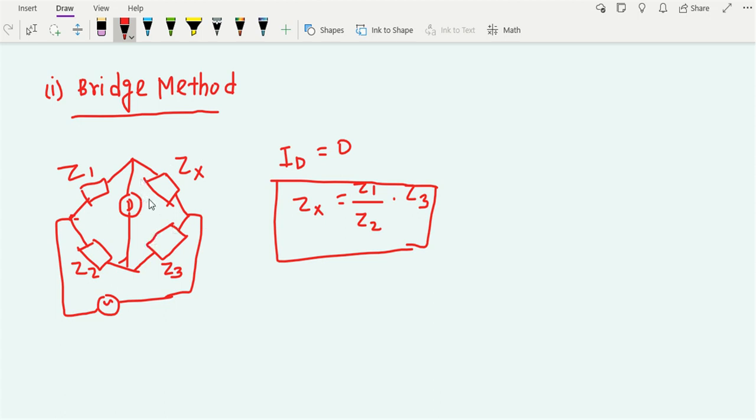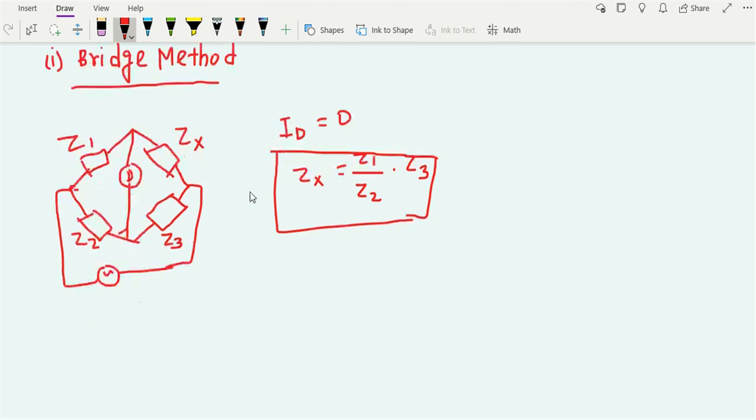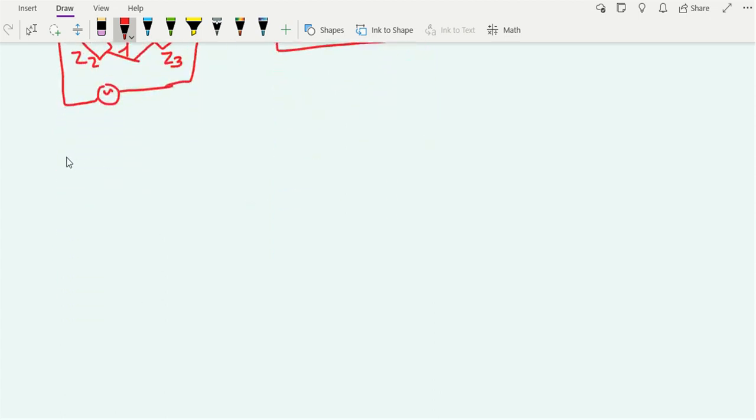The advantage of this method is that it is a very low cost measurement process, and the accuracy of the impedance measurement is high. Okay, now let's start with another measurement method, the second one, which is called the resonant method.